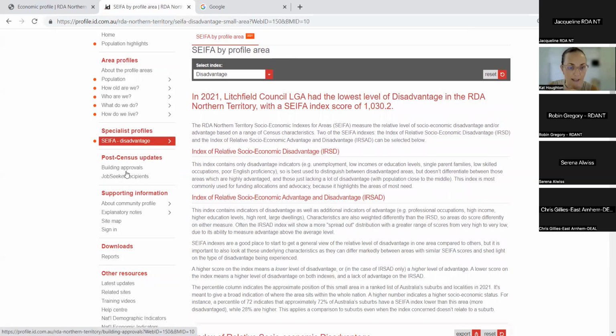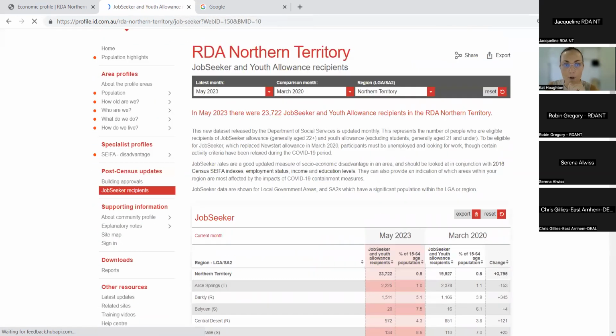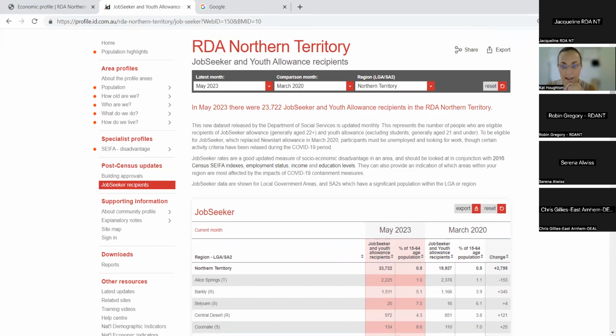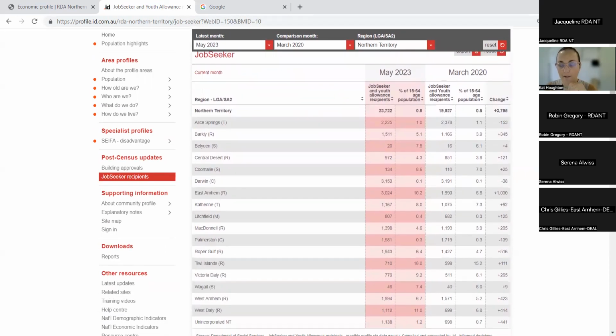This is some post-census updates. If I'm going down the left-hand side of the toolbar and looking at job seeker recipients, I really like this data. It gives us an indication of who is accessing JobSeeker or Youth Allowance across the table. It gives us a real measure of how many people are actually accessing that from the Department of Social Services each month. It's a really nice way of being able to follow and monitor Centrelink payments in your region.